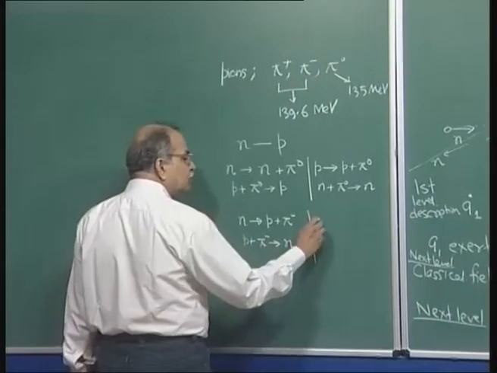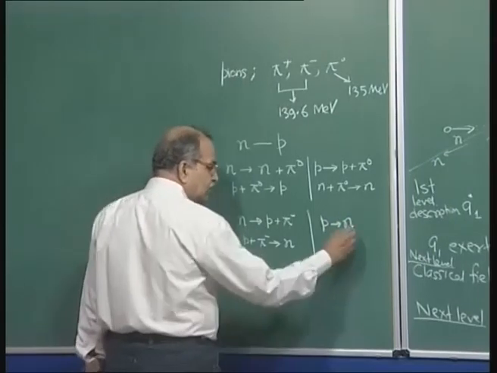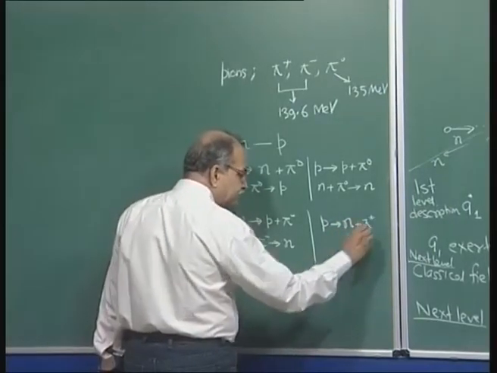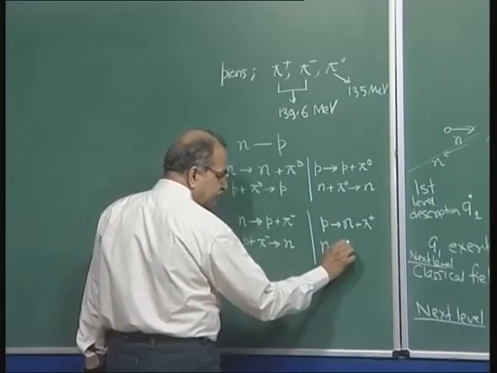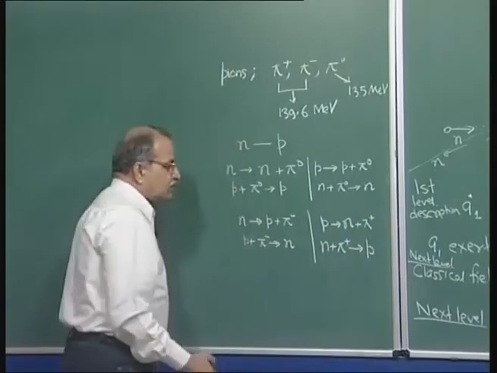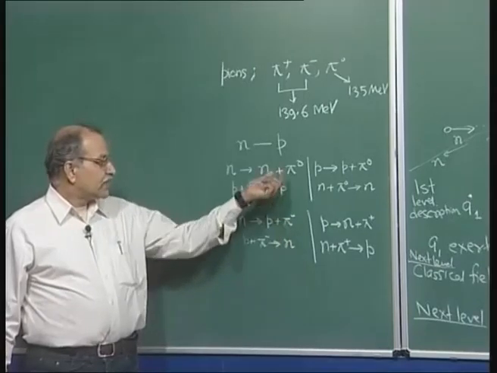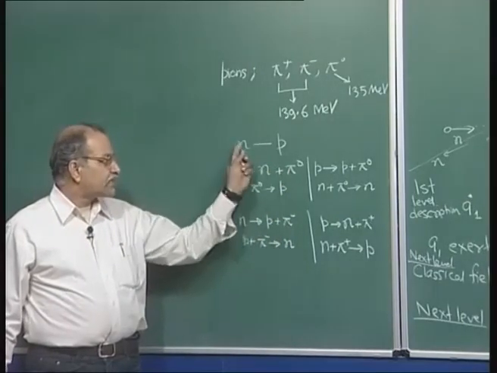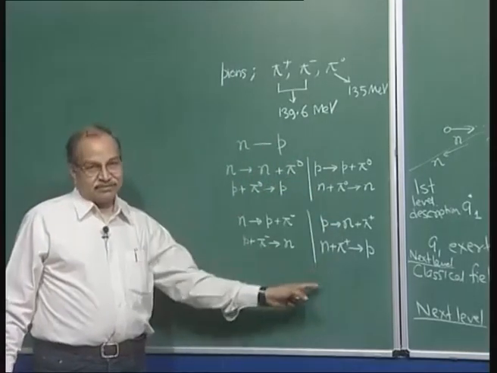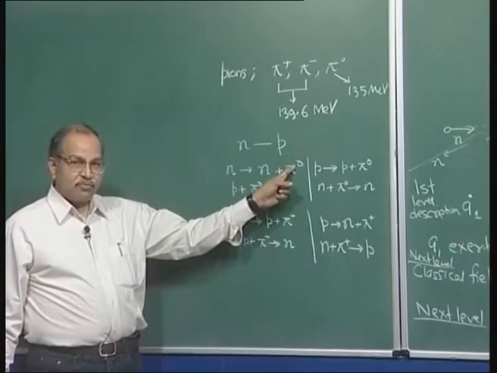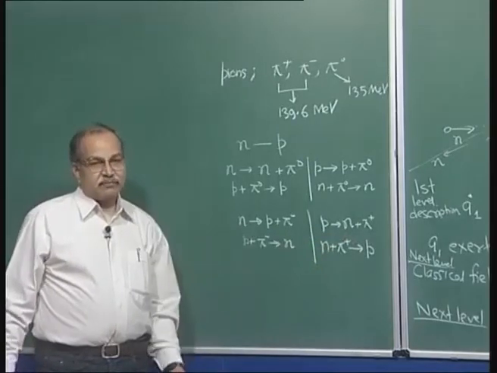And then proton can do a similar thing. Proton can convert itself into neutron by emitting pi plus, and this neutron can absorb that pi plus and become proton. So, there are three varieties of possibilities. This NP interaction can be mediated by all three kinds of pions. It can be mediated by neutral pion, it can be mediated by negative pion, it can be mediated by positive pion.